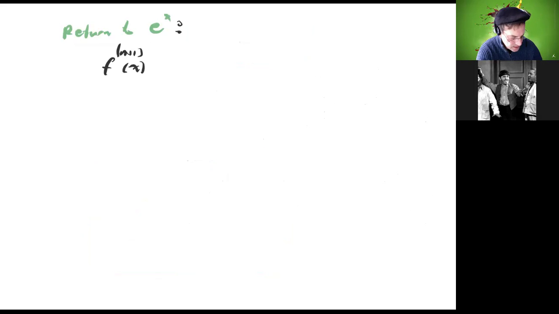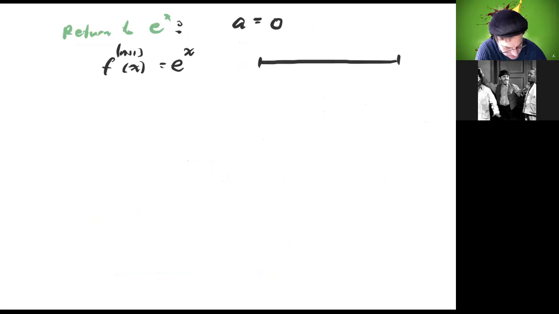Okay. So in order to proceed for e to the x, let's return to looking at e to the x. In this case, we know the n plus first derivative of e to the x is e to the x. And now we know that a equals 0 in this example we did before. So we're looking at some interval between some numbers minus d and d. The role of d will become clear as we proceed. So d is just some positive number, any number for now, greater than 0.